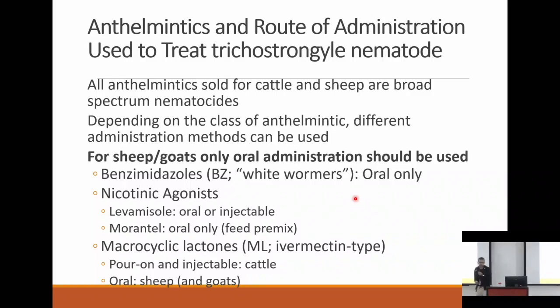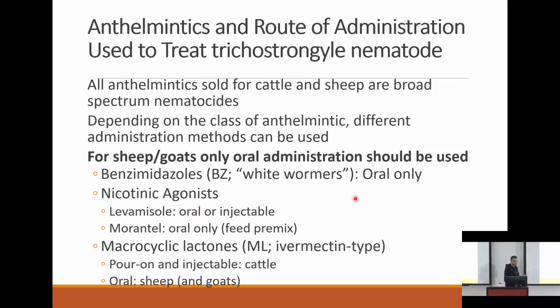Anthelmintics sold in the market for sheep and goat are always broad spectrum nematocides, and we discussed these nematocides in the last lecture. Depending on the class of anthelmintic, different administration routes are used. For example, in sheep and goat, oral administration is the best route, where benzimidazole is the choice. White wormer always comes as an oral administration.